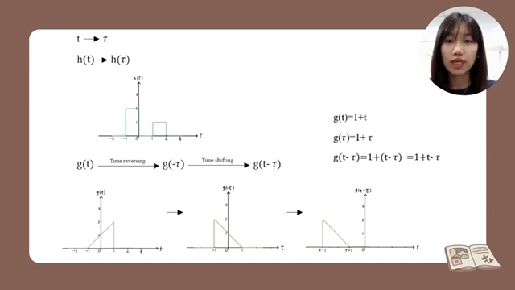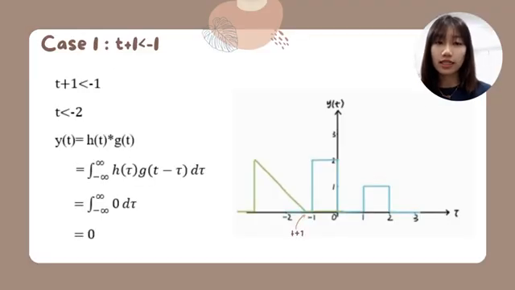For gt, we need to do time reversing and time shifting first, and we will get g negative tau after time reversing and g t minus tau after time shifting, and we will get the graph like this one, t plus 1, t minus 1. Since gt is equal to 1 plus t, when g t minus tau, the equation will become 1 plus t minus tau. To find yt, the h signal will stay at its position and the g signal will move from left to right.